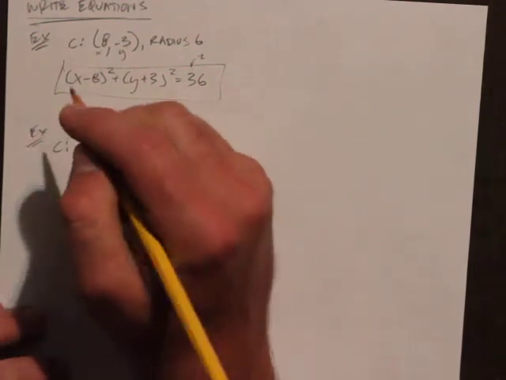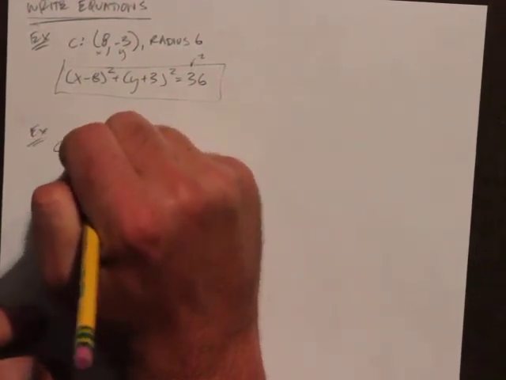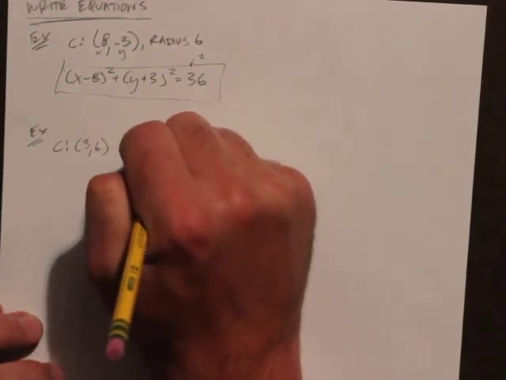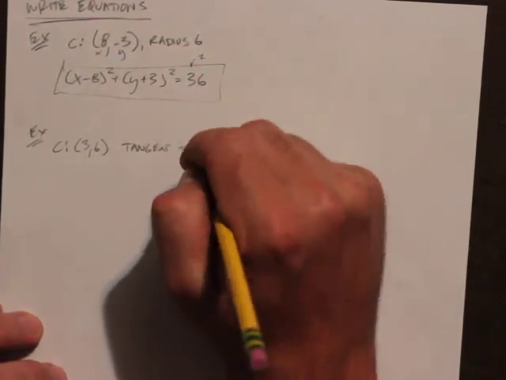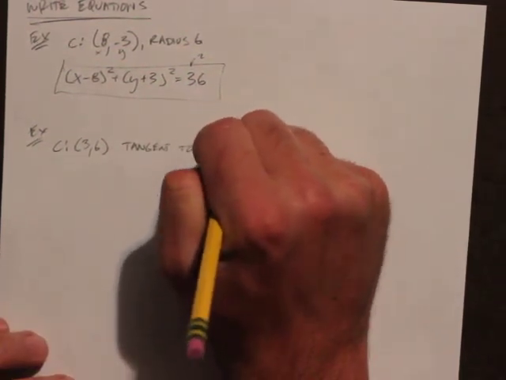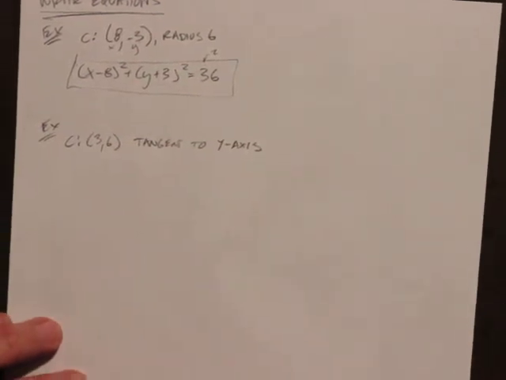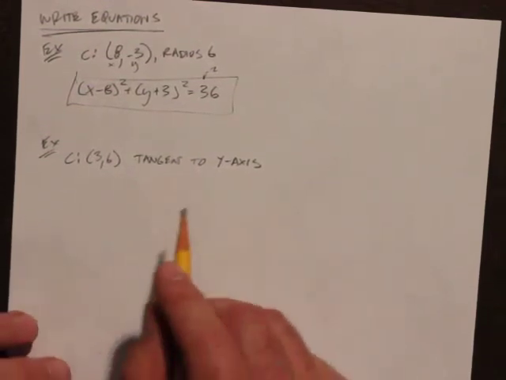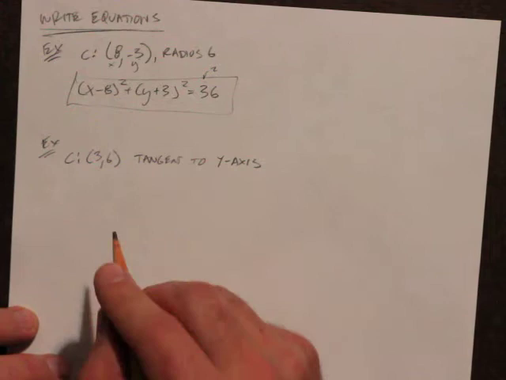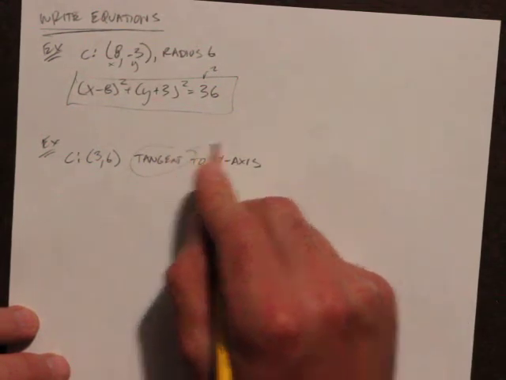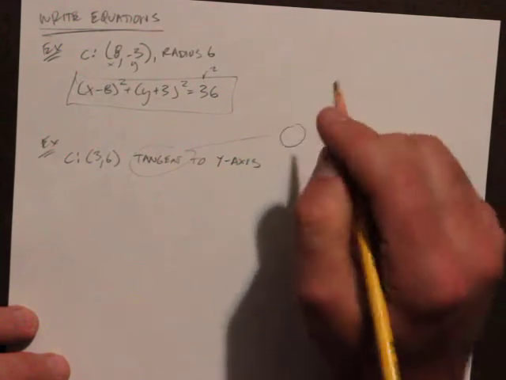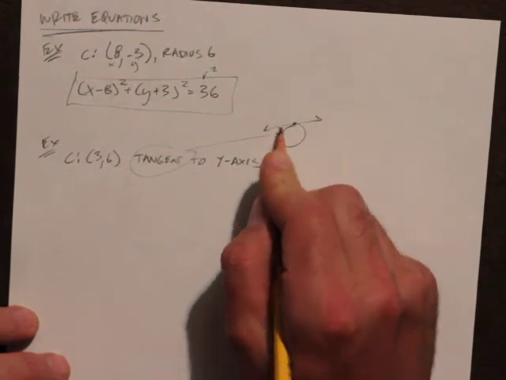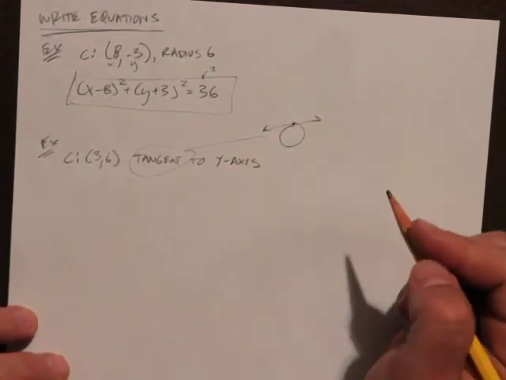So the center is 3, 6, and we've got tangent to the y-axis. The one in your homework says x-axis, so we're going to say tangent to the y-axis just to mix it up so that you can still do something on the homework. Tangent means that if your circle looks like this, there's a line that just touches the edge. That is a tangent line. So that's what tangent means.